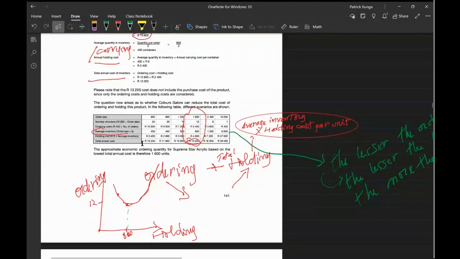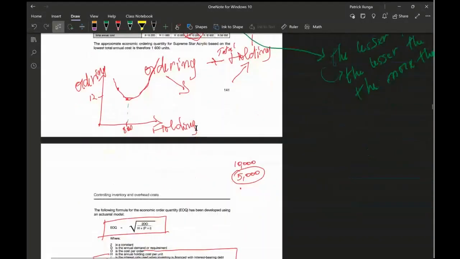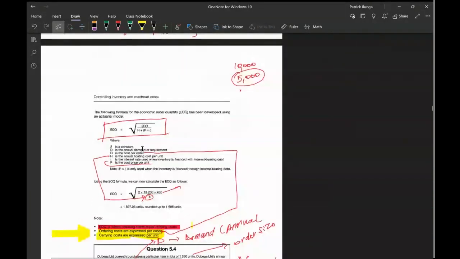So we want to make sure which one minimizes the cost. As you can see, the lowest cost is this one. It's 10,200. That's the lowest cost. And we can get, if we do 12 orders for the year, instead of 24, we can divide it by 2. If we have 12, we can minimize our cost. We can minimize our cost, but there's a formula. Obviously, this formula is good.